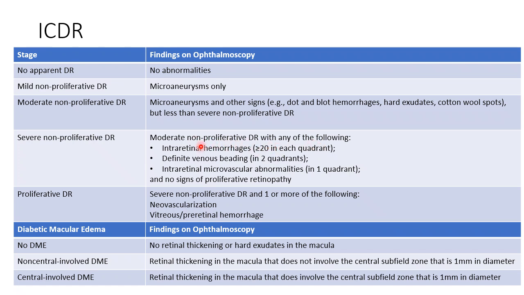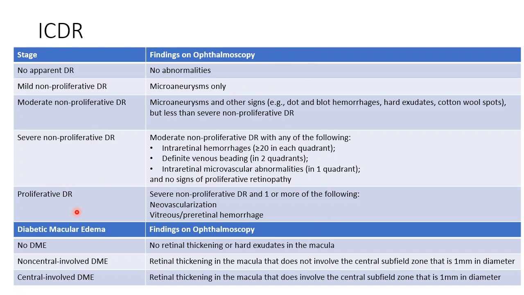Severe NPDR, moderate NPDR with any of the following. So the 4-2-1 rule comes here, except that the 4 is modified. Intraretinal hemorrhages more than 20 in each quadrant, okay. Instead of intraretinal hemorrhages in 4 or more quadrants, it becomes intraretinal hemorrhages 20 in each quadrant. Definite venous beading in 2 and IRMA in 1 is the same, and no signs of PDR. PDR, severe NPDR plus 1 or more of the following, that is either neovascularization or vitreous or periretinal hemorrhage, okay. Either of these present classifies the disease as PDR, right? So this is comparatively simple to remember.